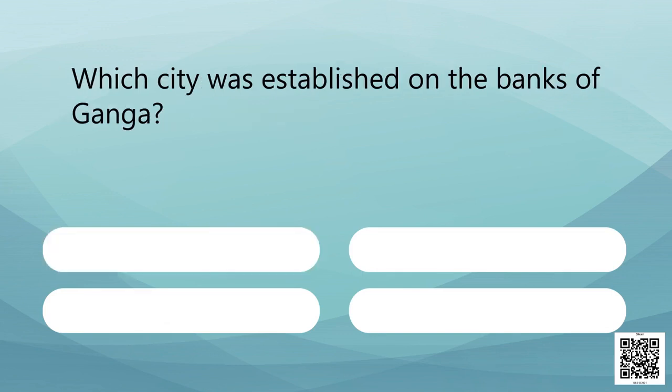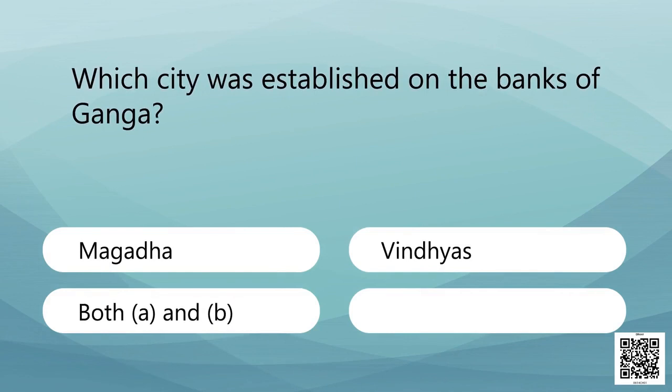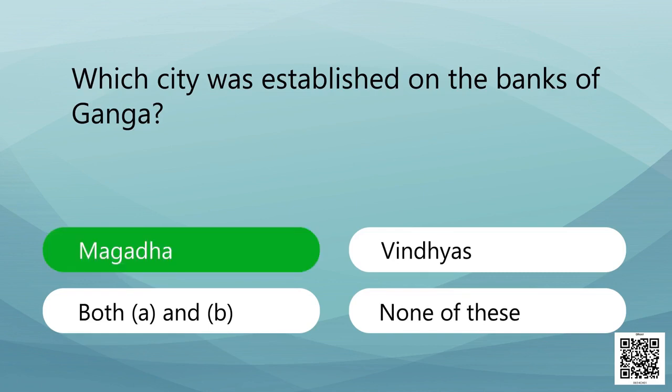Last question. Which city was established on the banks of Ganga? Magadha, Vindhyas, both A and B, none of these? Correct answer, it was Magadha, which was established on the banks of the river.